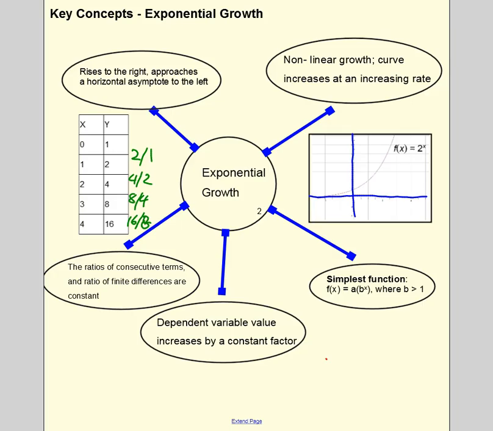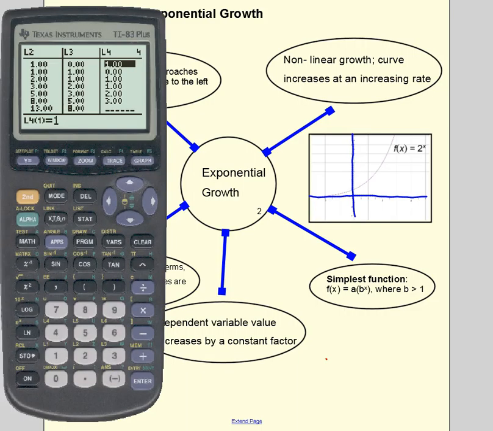In addition to the ratio of consecutive terms and a ratio of finite differences being constant, it's also maybe worth mentioning that the finite differences themselves are never going to be constant. It's simply the ratio. Okay, and I'm looking at the data there. The ratio of finite differences would be exactly the same as if we took the ratio of y values, because in fact the differences are the y values themselves.